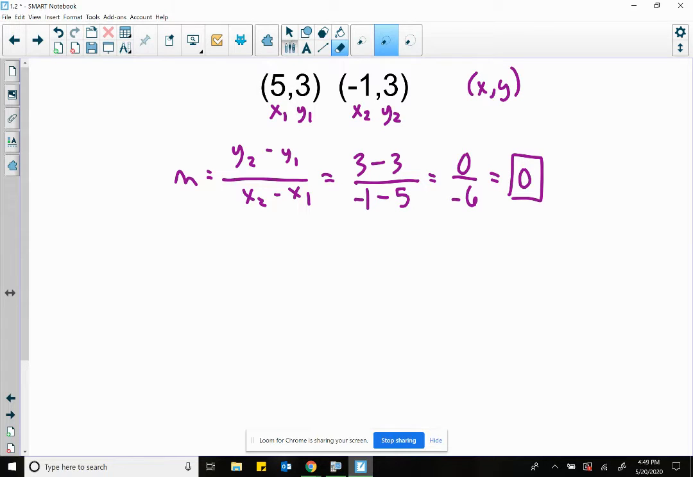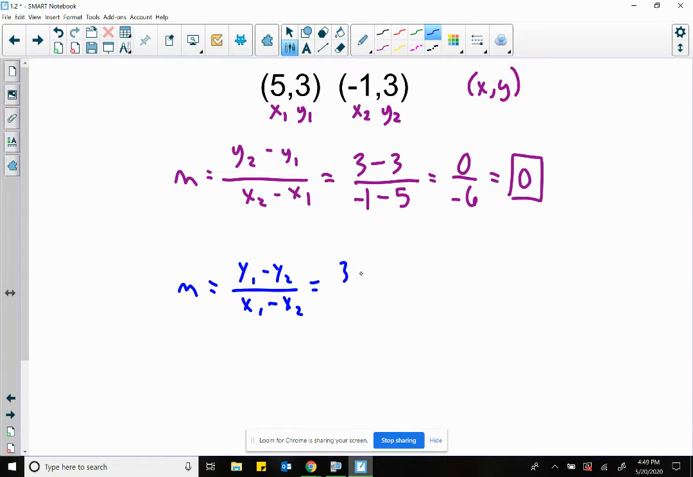Let me show you Mr. Armstrong's way because I like to subtract from left to right. So I'm going to do y1 minus y2 all over x1 minus x2. So y1 is 3 minus y2 is 3. x1 is 5 minus my x2 is a negative 1.